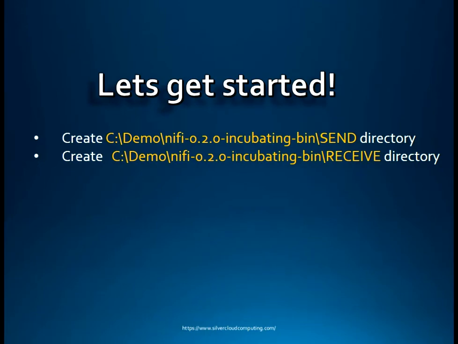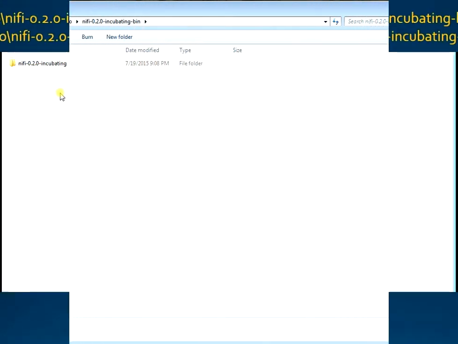So for this lesson, I'm going to use two directories. One of them is going to be a send directory, and another one is going to be a receive directory. You can follow my format here and just create them in our demo directory under the NiFi instance that you expanded. In the send directory, we're going to put files to send, and in the receive directory, we're going to put files that are going to be received from NiFi.